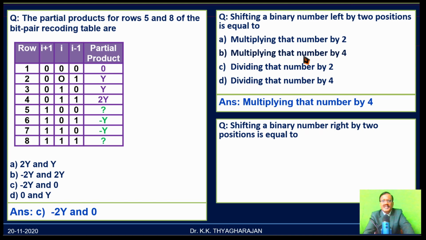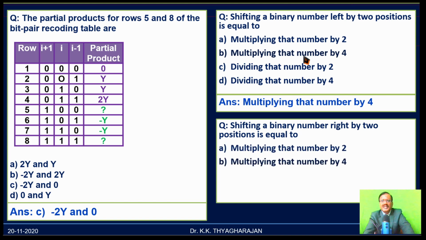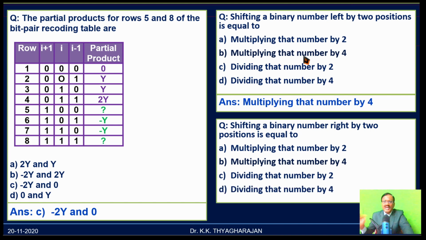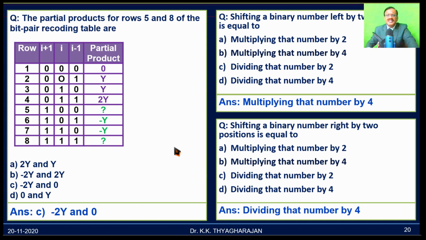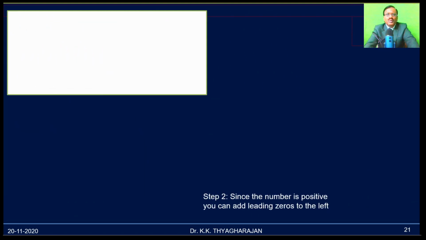Now let us see the next one. Shifting a binary number right by 2 positions is equal to multiplying that number by 2, multiplying that number by 4, dividing that number by 2, dividing that number by 4. Actually, if you shift right by 1 bit, it is equal to dividing by 2. Since we are shifting 2 bits right, it is equal to dividing by 4. So the correct answer is D. Let us see some more questions.